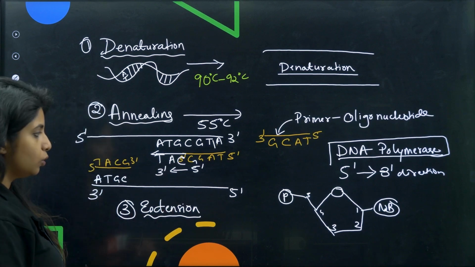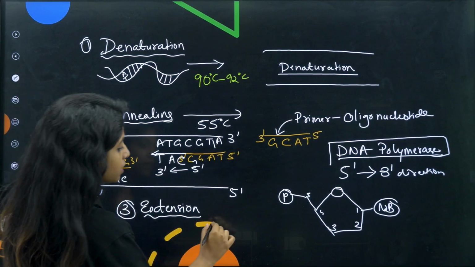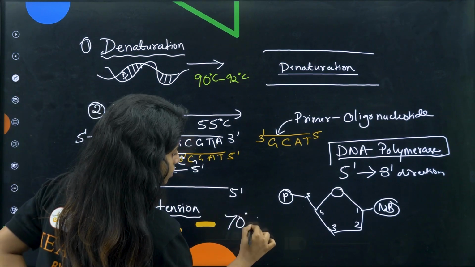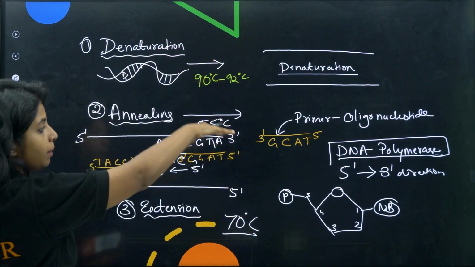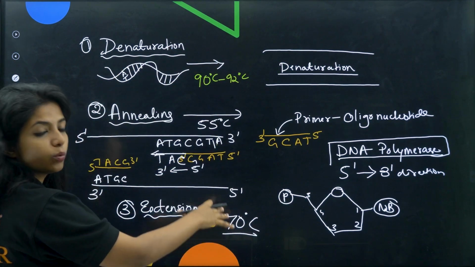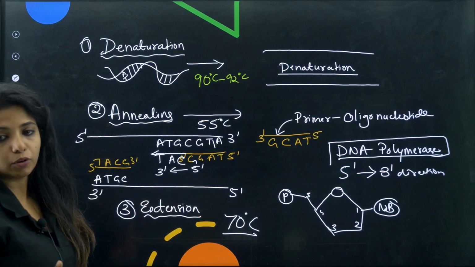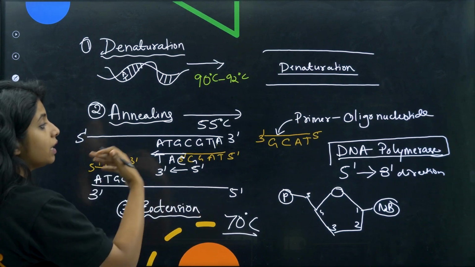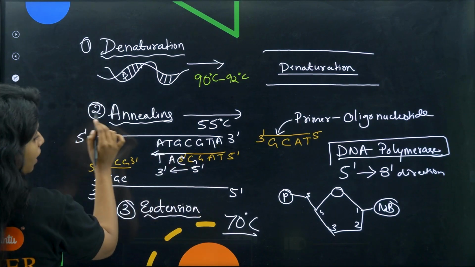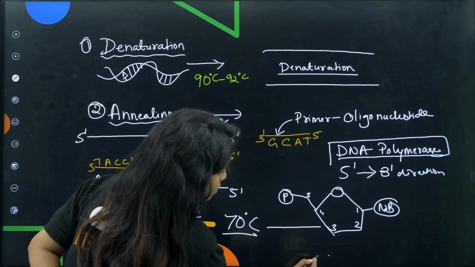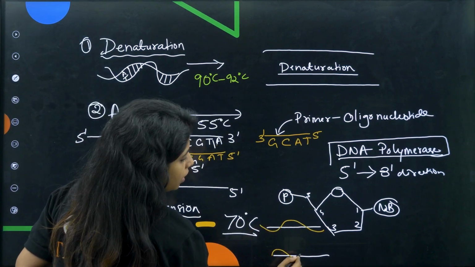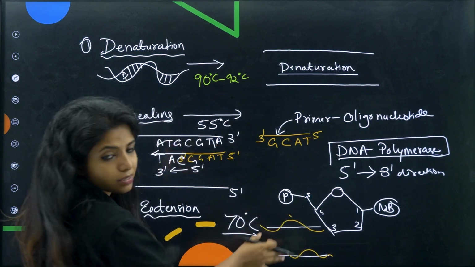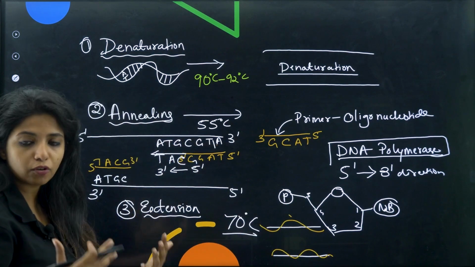Cool? What is the temperature? 70 degrees Celsius. So first it was 90 to 92 degrees Celsius, then it came down, and now it has gone high again for the extension process to happen. In this way, from here I get one strand, and another strand which is coiled over here. So from here I got 2 copies. And this process keeps on repeating.